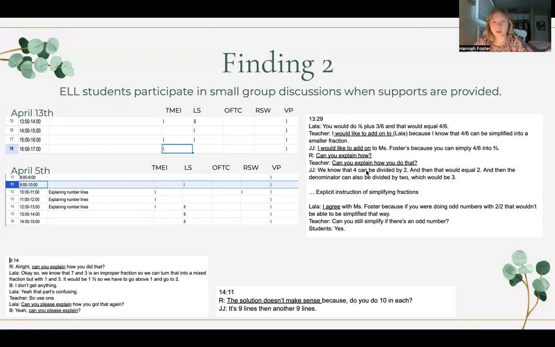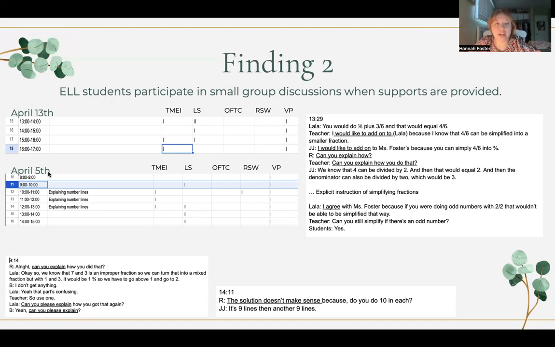So this was a great way for them to really use all of these strategies. There were multiple strategies that were being used at this point. And then there is some explanations. After that, Lala then says, I agree with Miss Foster because if you were doing this, then this. And that kind of then added on to this whole discussion in our small group math.